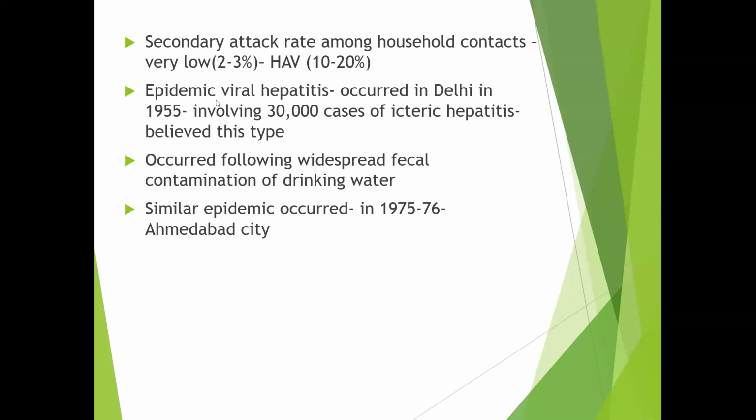We have seen epidemic viral hepatitis. This occurred in Delhi in the year 1955. Around 30,000 cases of icteric hepatitis were reported, and we believe they were hepatitis E type. This happened because of fecal contamination of drinking water due to the Yamuna river flood. That might be the reason. The same type of epidemic occurred between 1975 and 76 in Ahmedabad city.